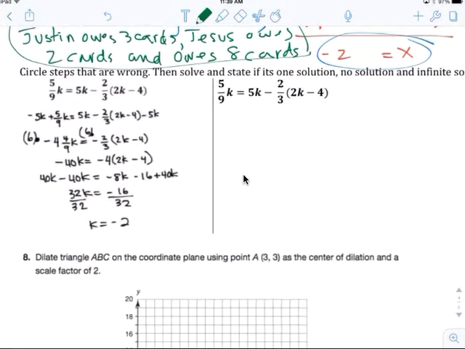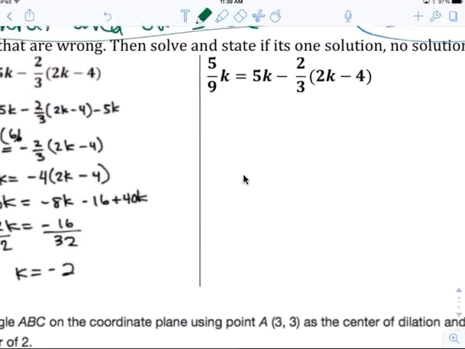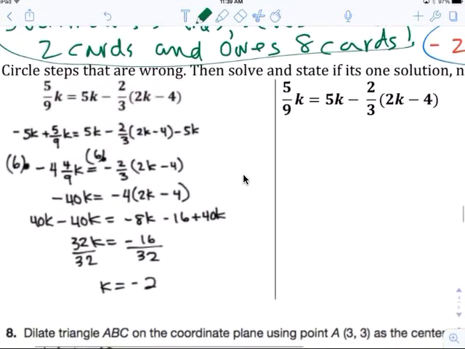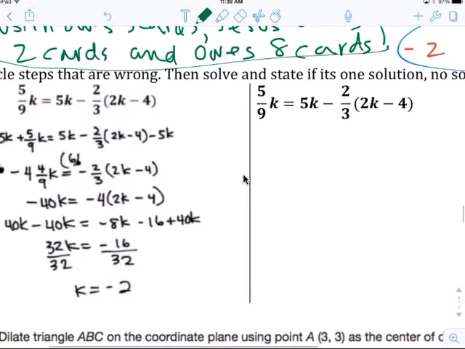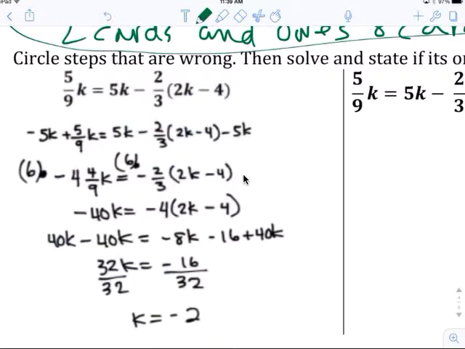Circle the step that's wrong. Then solve and state if it's one solution, no solution, or infinite solutions. I would solve first. I want you to look at here. Notice 5k and k, they did that first. See that? They got rid of the k first.